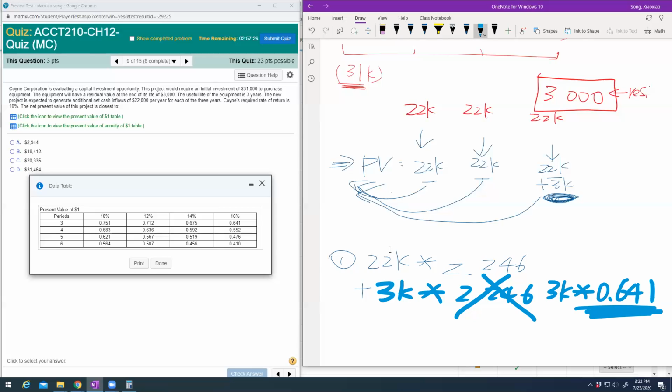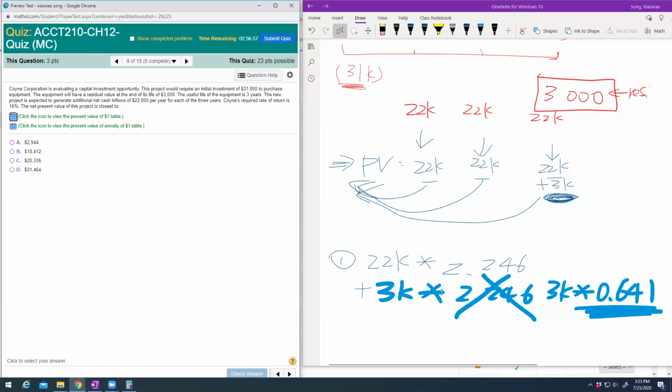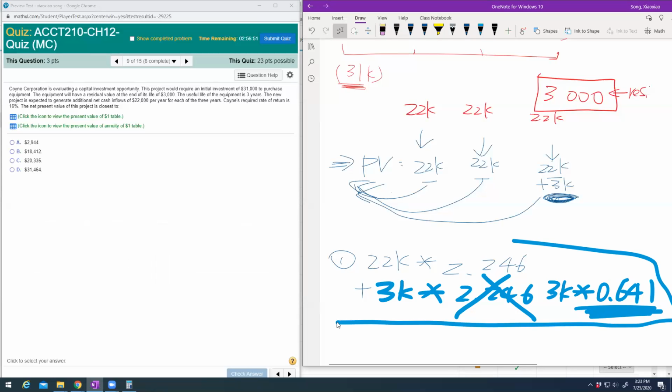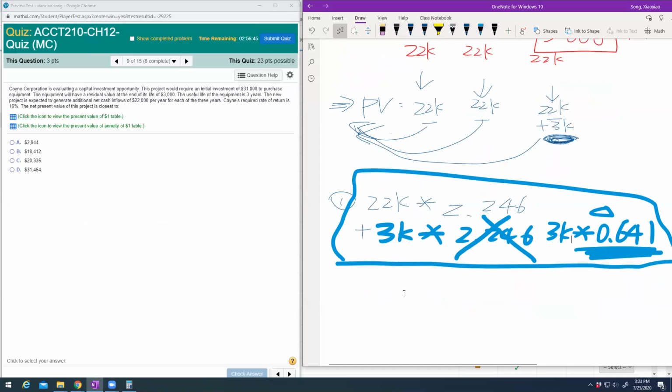I'm sorry, they don't give you period 1 or period 2. The other method is you discount 22,000 for the first year, discount 22,000 for the next year, discount 25,000 for the third year. Or some students will do 22,000 for 2 years annuity and then 25,000 for the third year at 0.641. But since this one only gives you 3 periods directly, this seems to be the only choice. I will post the discount table for you. If you have other ways to discount, you can use your method. But this is very important.